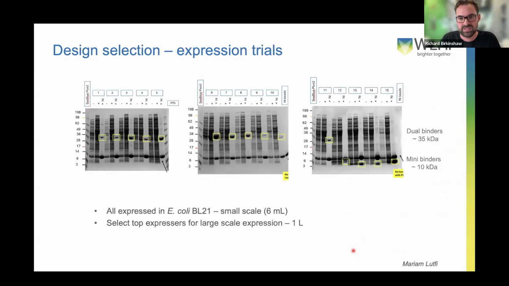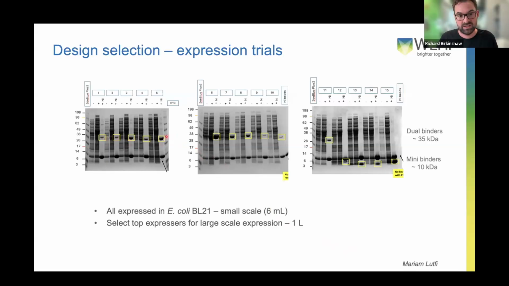So the first stage was expression trials. This was really surprising for me. We were able to express all 15 of the proteins that we ordered DNA for at small scale. So here we're talking about 6 mLs just in Falcon tubes. We worked up this process where we would induce and then add in nickel beads and just do a nickel pull down to see if we got enrichment of our binders, and that's what we see here.